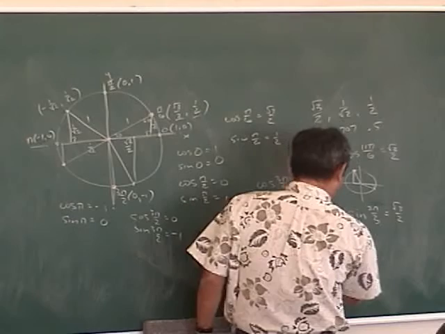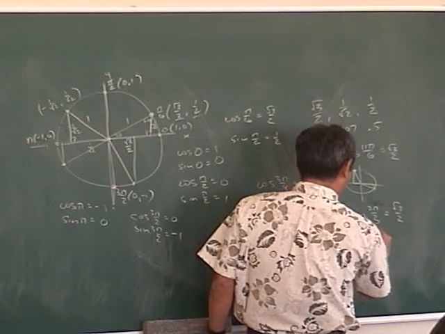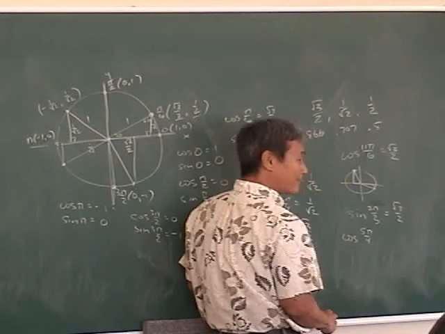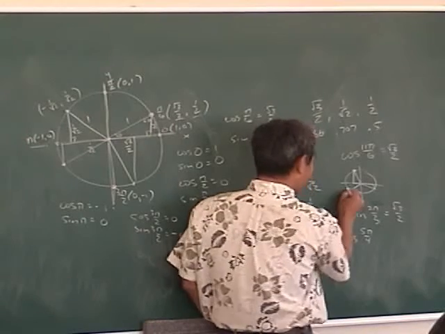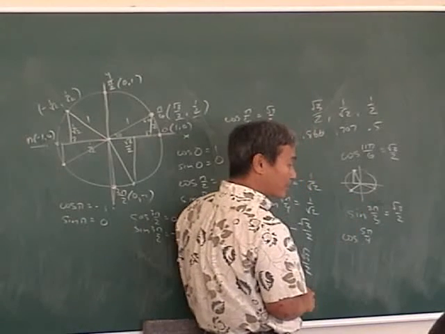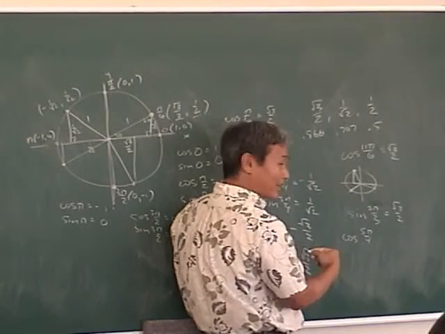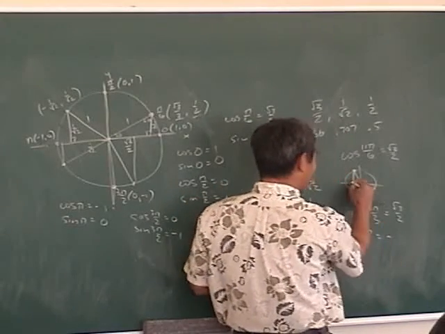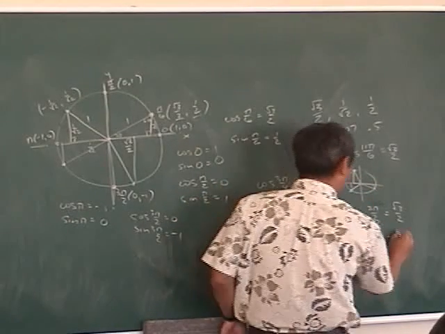Okay, what is the cosine of 5 pi over 4? Where is 5 pi over 4? It's right there. What is the x coordinate of that point? Well, it's negative because you got to go to the left, right? Negative, and how much do I go to the left? Medium, so root 2 over 2.